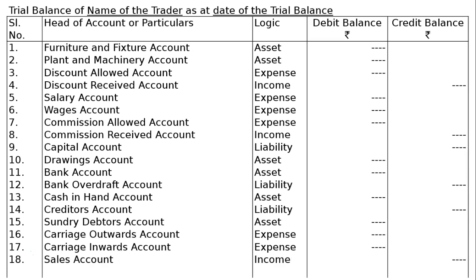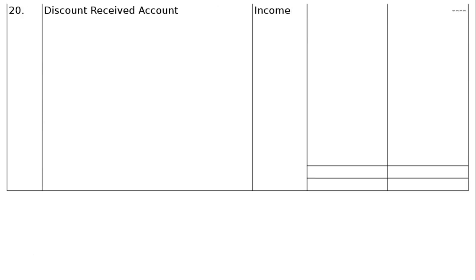Then 18, sales account. Sales is income, income is a credit balance, the logic is credit, hence credit balance. Then 19th is purchases account. Purchases is an expense, all expenses are debit balances, hence it is shown in the debit column. Then 20, discount received account. Received is an income, hence it is a credit balance.